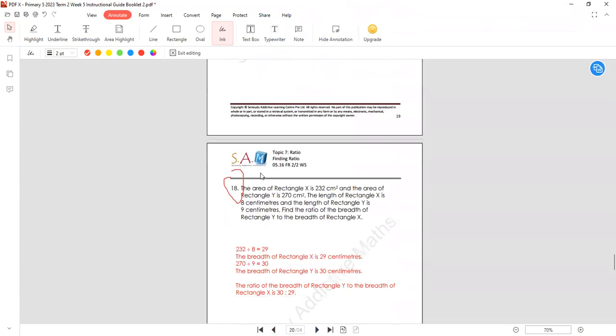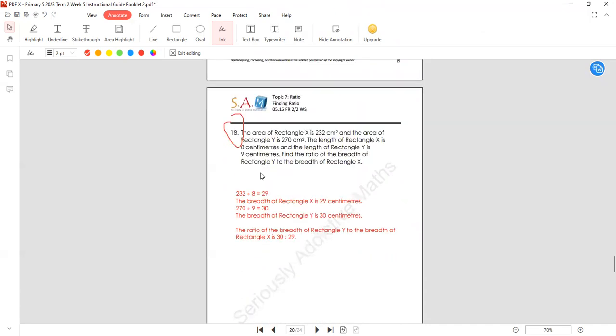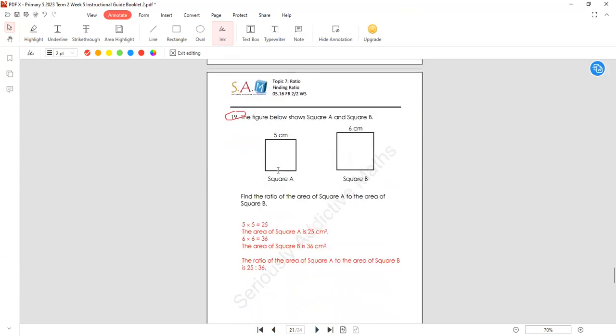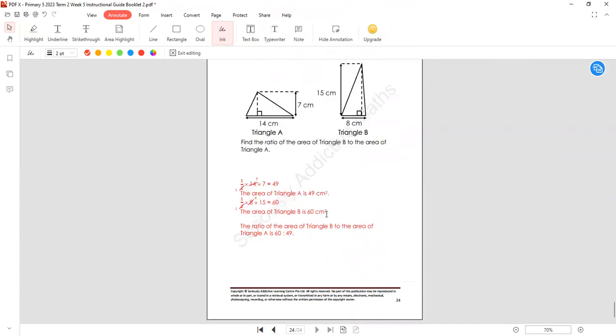Okay, let's see what else. 18, see what they can do on their own. Here they need to again find out the breadth, by using division. They know the area, they know the length. So they need to find the breadth before they can express the answer. And then this one, I think they should know how to do this. So find the ratio of the area of square A. What that means is they need to find the area first. And I think we are done for this one.